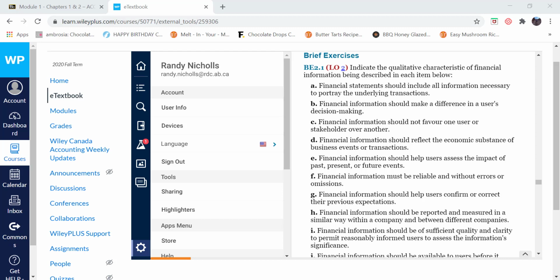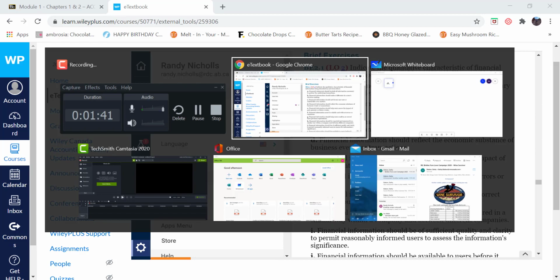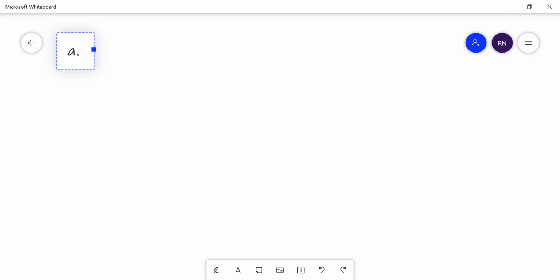So, financial information should include all information necessary to portray the underlying transactions. So, should include all. Again, some of this is kind of common knowledge, English language kind of thing. Should include all means they should be complete, right? In order for financial statements to be useful, they should include everything that's important. They should be complete.